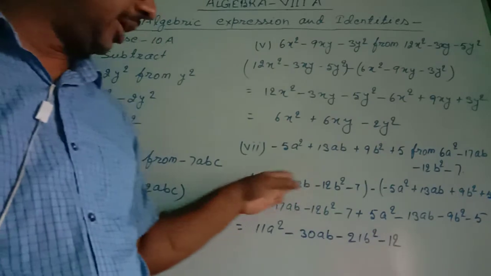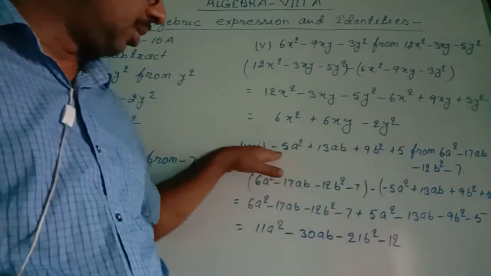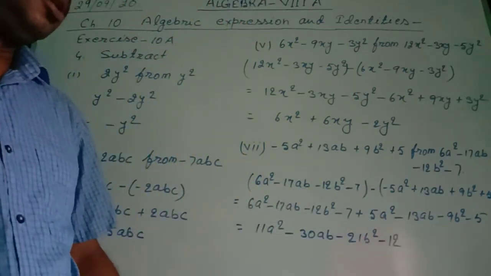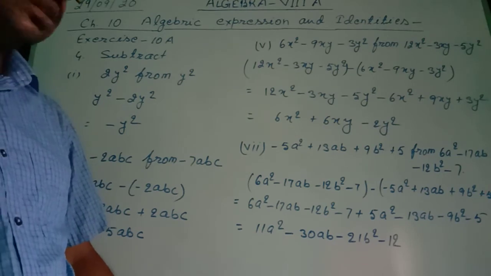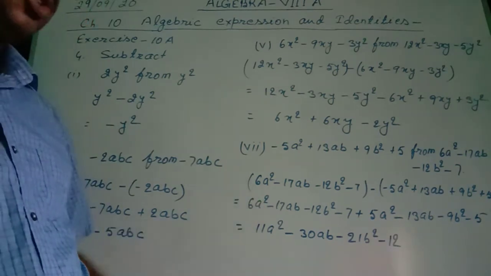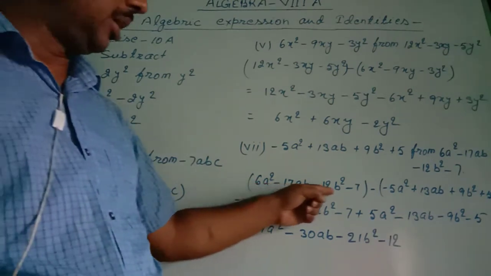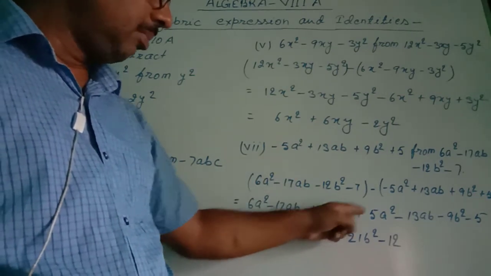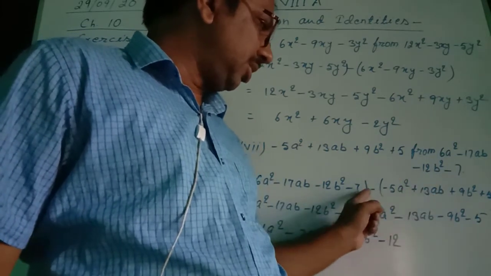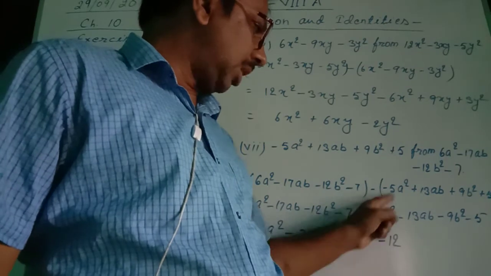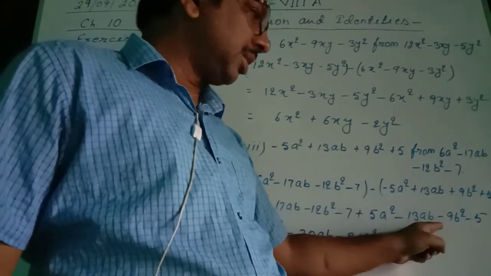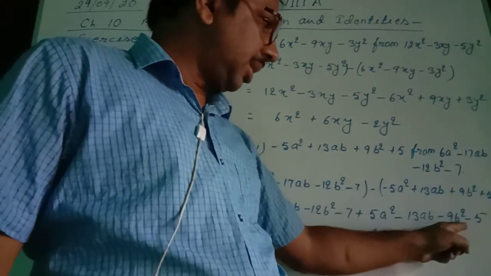So what is written after "from" we will write at first, and what is written before "from" I wrote at last. Between these two I kept the minus sign. To separate this, I enclosed both the expressions inside the bracket. That I have done in Roman number 5 also. In the next step, we omit the bracket. Simply we will omit the bracket and all the terms will be carried here. But to omit this bracket, we will multiply the sign of all the terms by this minus. So minus minus plus 5a square, minus plus minus 13ab, minus plus minus 9b square, minus plus minus 5.